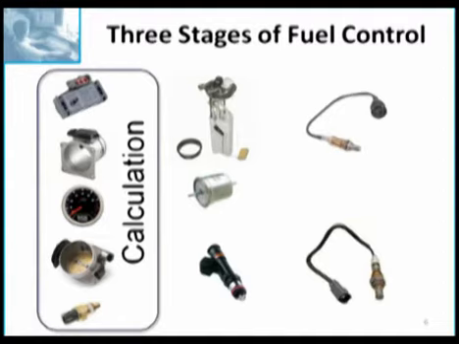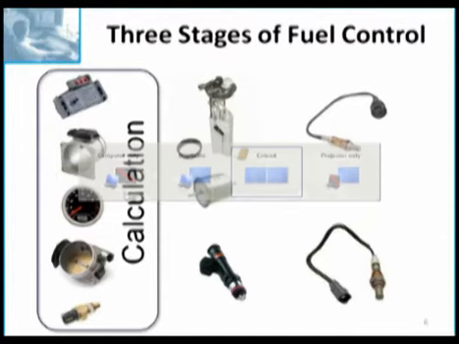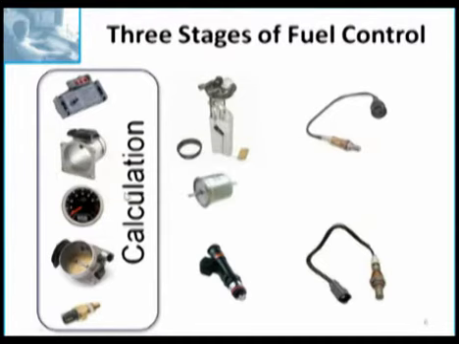This is where the basic pulse width of the fuel injector gets calculated. Now, the first thing we've got to do is determine, are we dealing with a speed density car, which uses a MAP sensor, or a mass airflow car that uses a mass airflow sensor, because we're going to have to think differently about each of those systems.